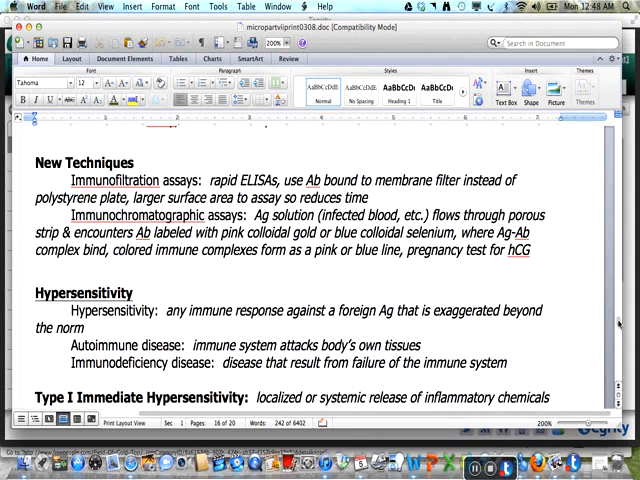Immunofiltration assays are rapid ELISAs. They use antibody bound to a membrane filter instead of a polystyrene plate, and the larger surface area reduces the time required.